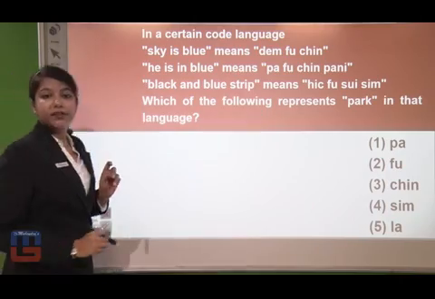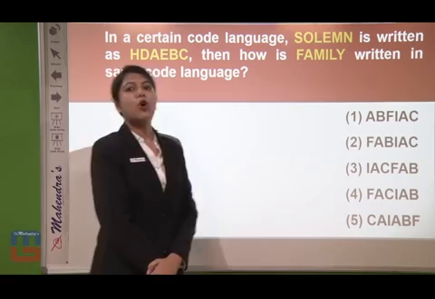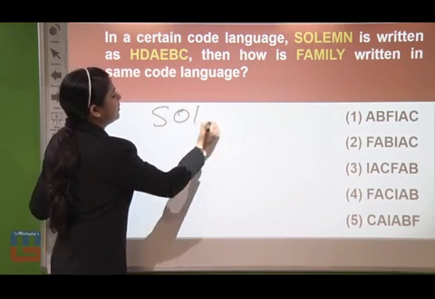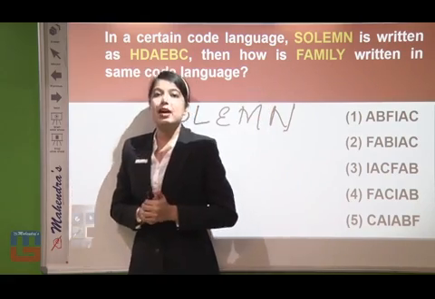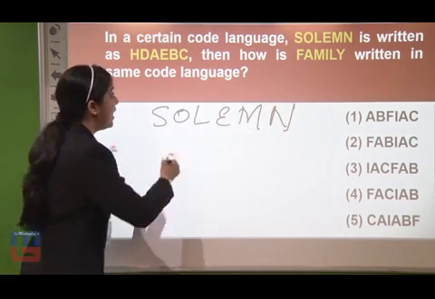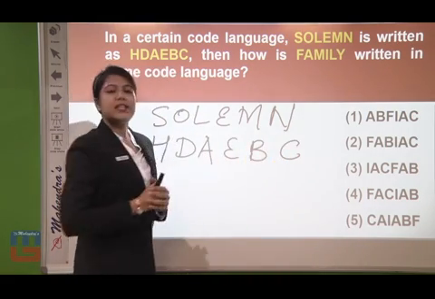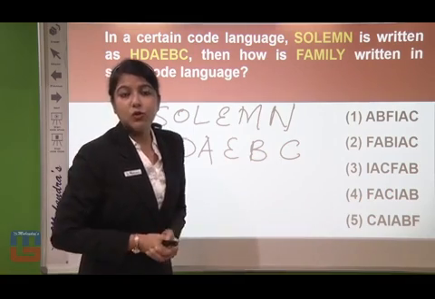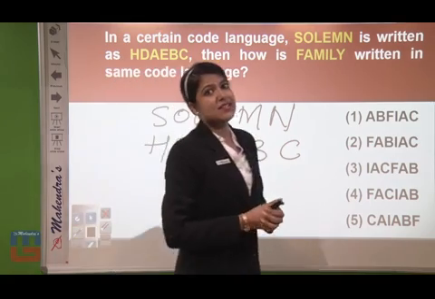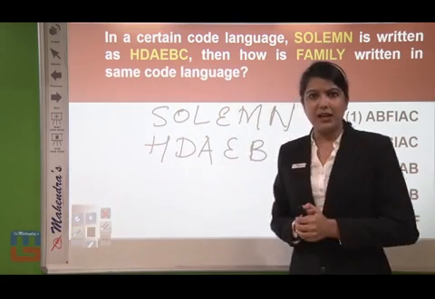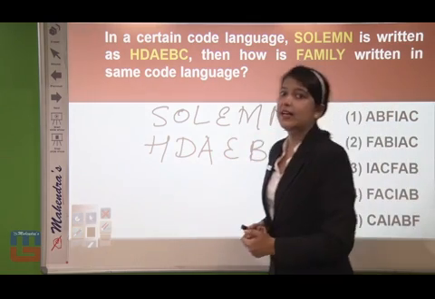Moving on to the next question, a word is given, Solomon. A complicated word, but you don't have to work upon your vocabulary here. You just have to focus on how Solomon has been coded to HDAEBC. Now HDAEBC, moving to the relation part. S's opposite letter is H. Very good. But S is not related to H with the opposite pattern, because in the further letters we are not getting the opposite letters.